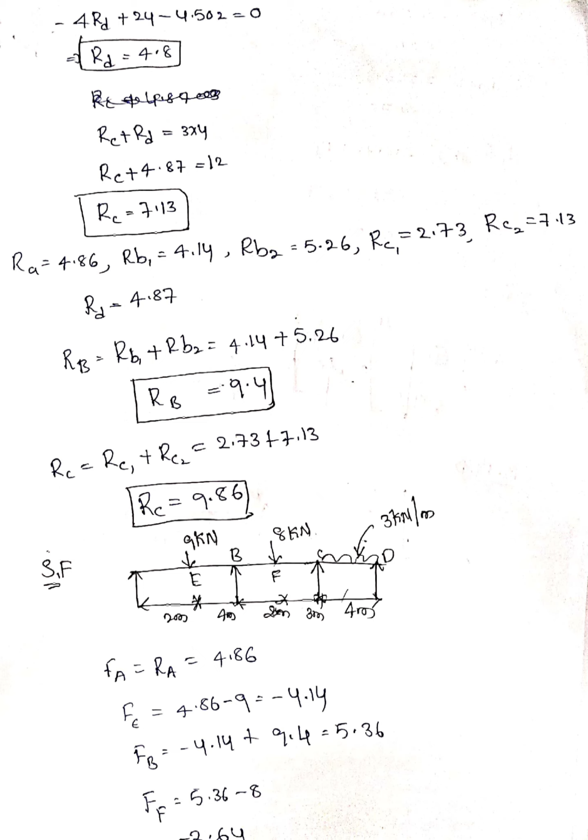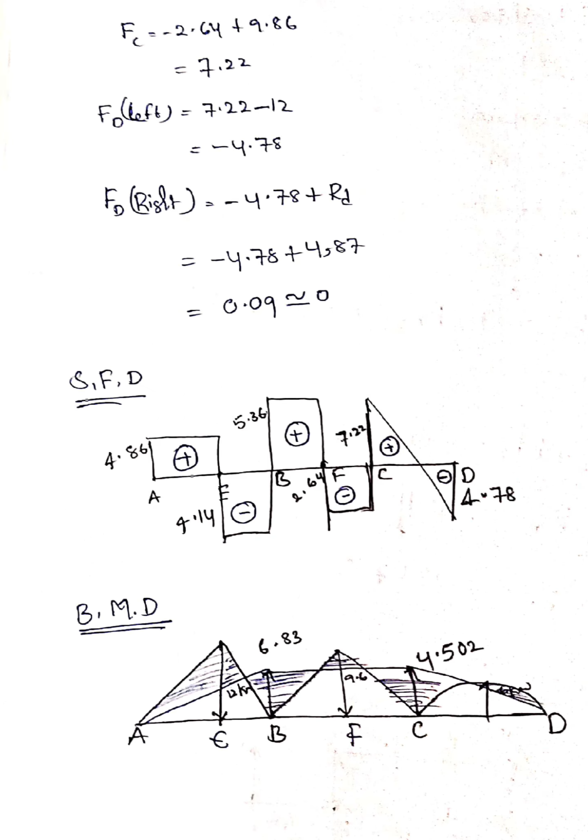Okay, so RB equal to RB1 plus RB2, which is equal to 9.4, RC equal to RC1 plus RC2, that is 9.86. Okay, so now the shear force diagram. After getting all the reactions, draw this figure, show the reactions and draw the shear force diagram. We know how to calculate the shear force values. After calculating shear force values, draw the shear force diagram and BMD.